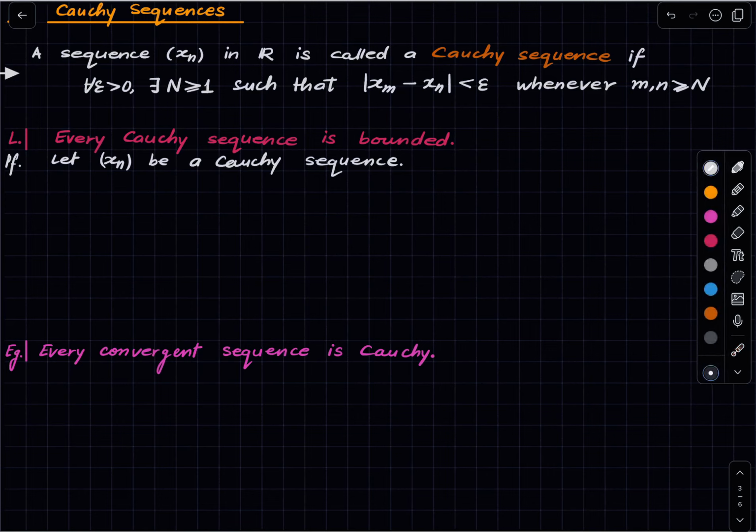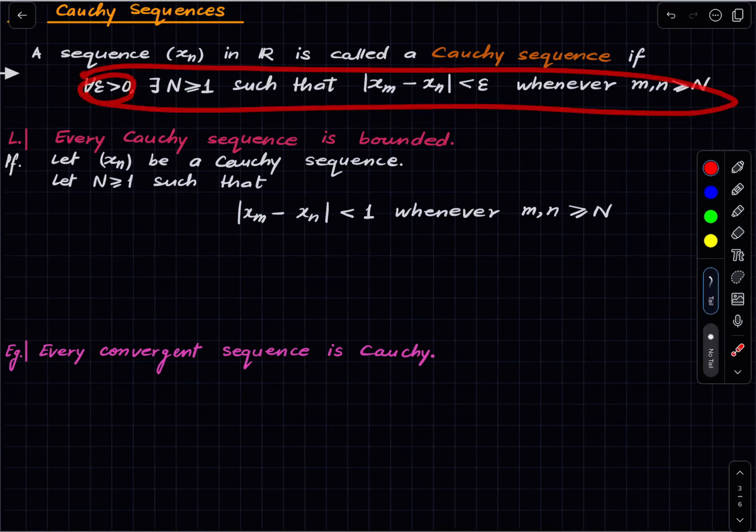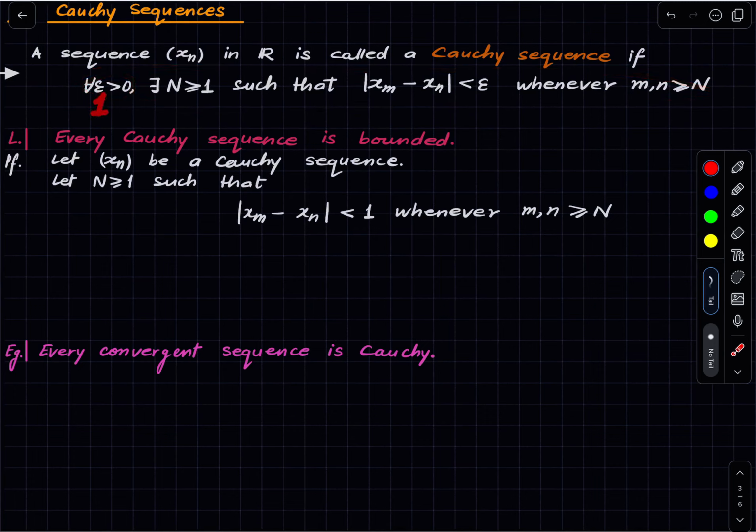Since it is a Cauchy sequence, there is some N. So let N be a natural number such that |x_m minus x_n| is less than 1 whenever m and n are at least N. So why does this happen? Well, this statement was true for all epsilon, so we just chose epsilon equal to 1. And immediately by the definition of a Cauchy sequence, we get this. All right, so we have that.